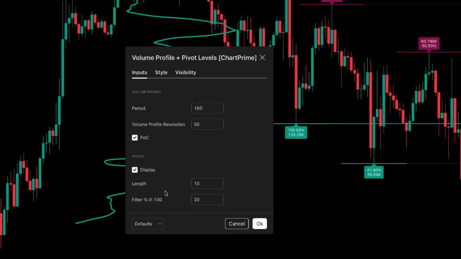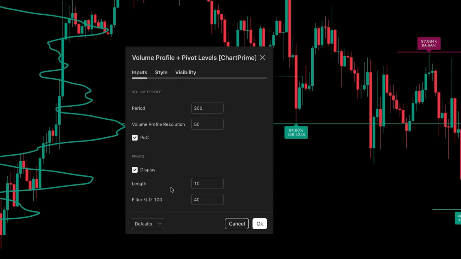Gold, this metal is very sensitive to big players. Set the period at 200, but I recommend raising the filter threshold to 35 to 40% to catch only the strongest moves from major levels.